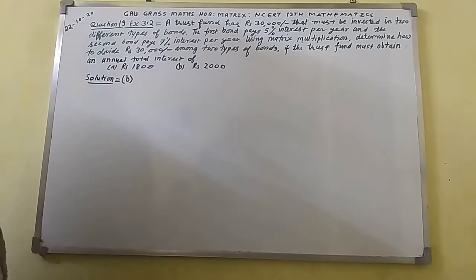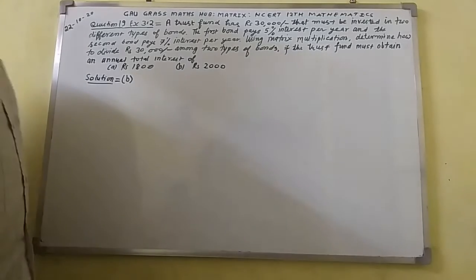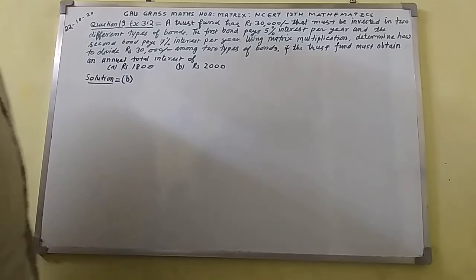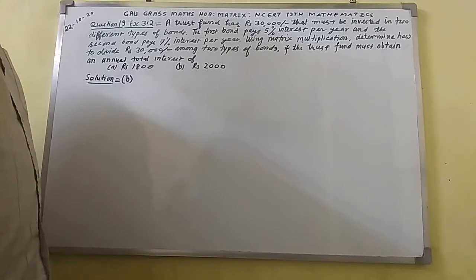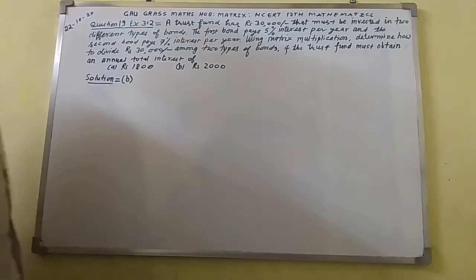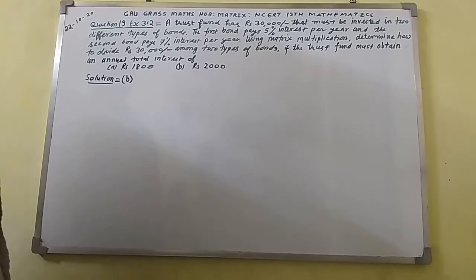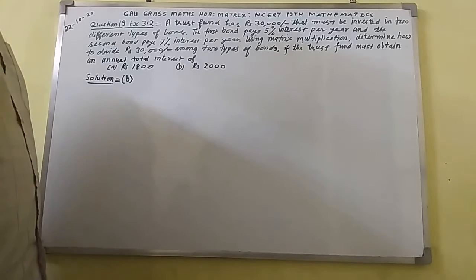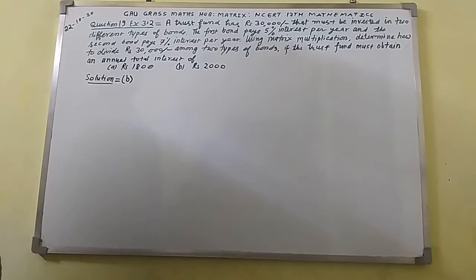Today I am going to discuss one question that has been taken from Chapter 3 Matrix, NCERT Class 12 Mathematics. That question is question number 19, exercise 3.2. Listen to it. A trust fund has rupees 30,000 that must be invested in two different types of bonds.